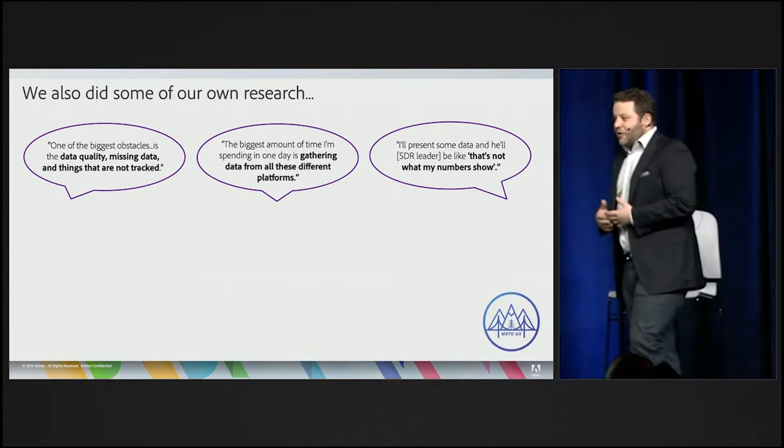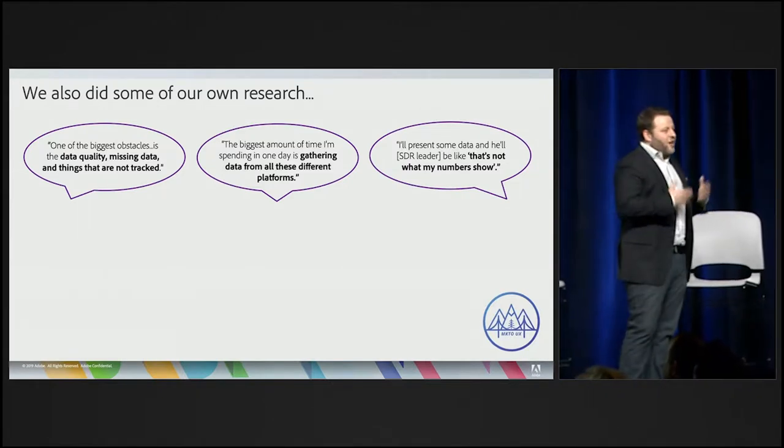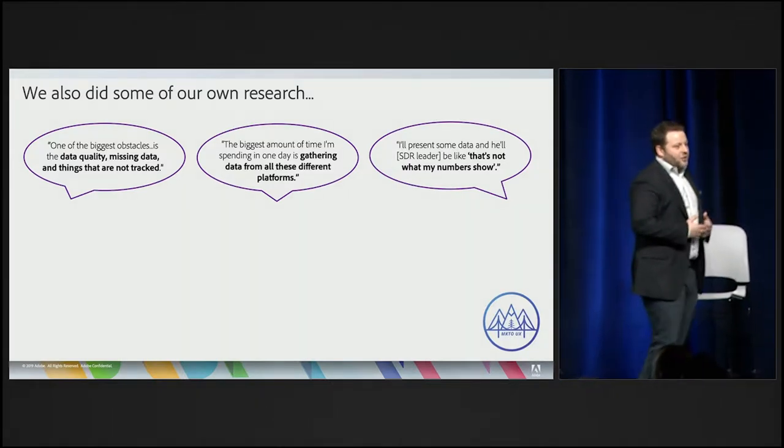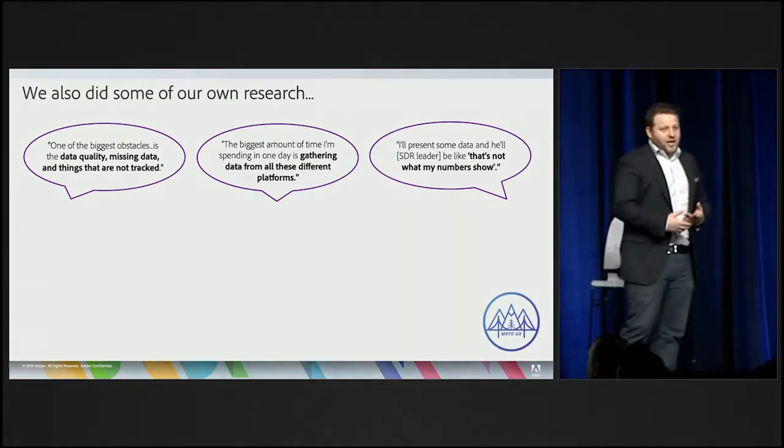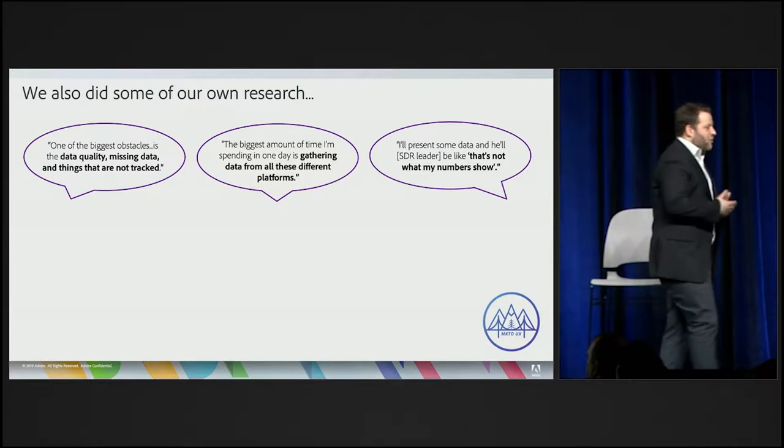And strikingly, there are a few patterns that we found. The first that we heard over and over again is, we have problems with data integrity. We don't trust the data. We don't have high quality data. We're not tracking everything. We have big gaps and we're missing things that are absolutely critical.